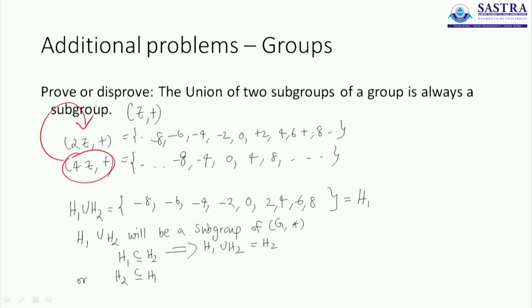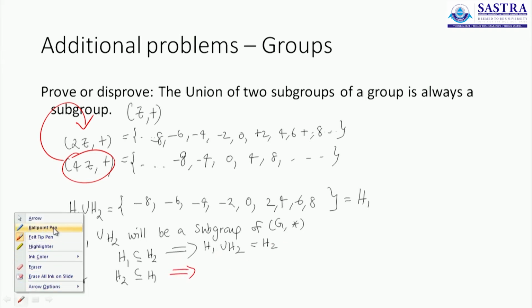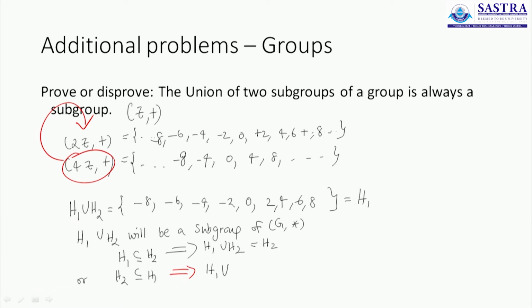So when one of the two subgroups is contained in the other, then you will have the union to be a subgroup. Therefore if H1 is contained in H2, the union is the larger set, or if you had H2 contained in H1, then the union will be H1. But because we already assumed H1 and H2 to be subgroups, the union will also be a subgroup. So the union of two subgroups is not always a subgroup, that's what we are generalizing here.